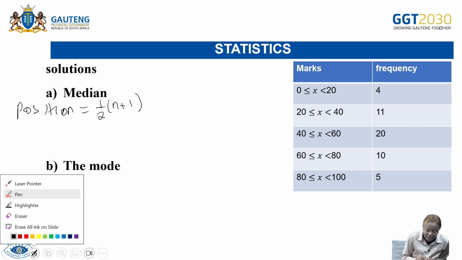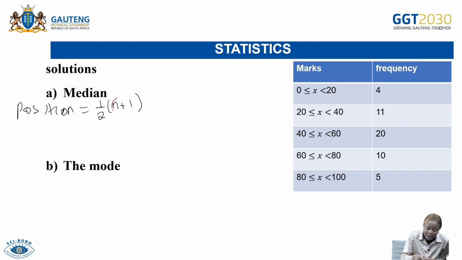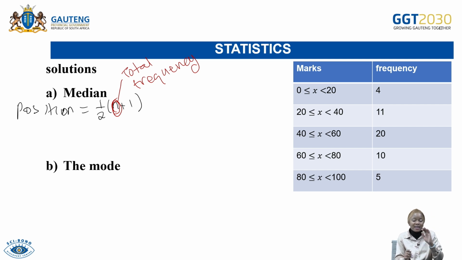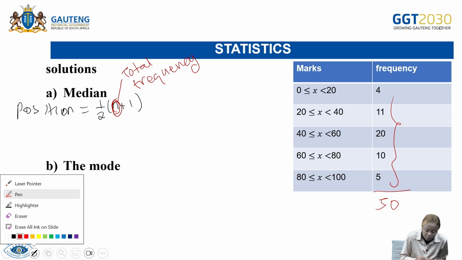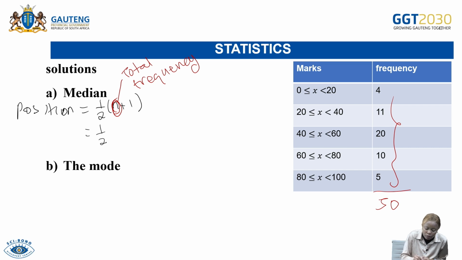So the n in this case, this n, you now put what? You put the total of the frequency, right? So you have added everything in your frequency table, then you'll get the 50. So it means the n is going to be that 50. So let me do it. I'll have 1 all over 2 into 50 plus 1, which is 51 divided by 2, and it is going to give you, I think, 25,5.